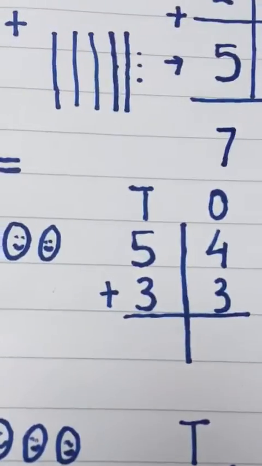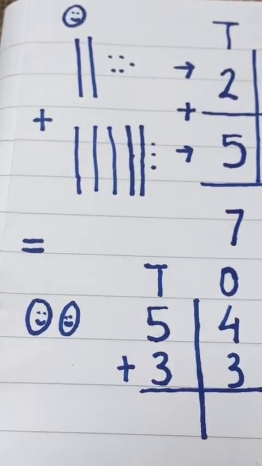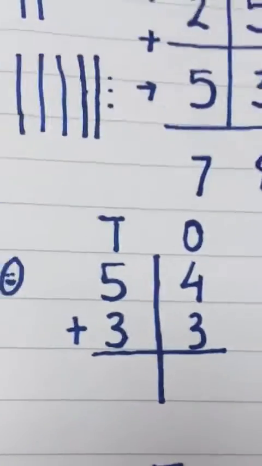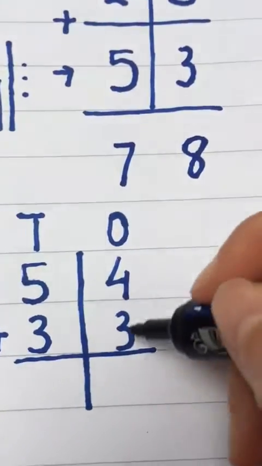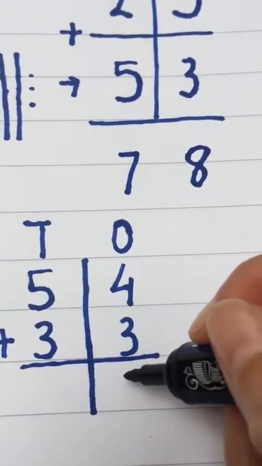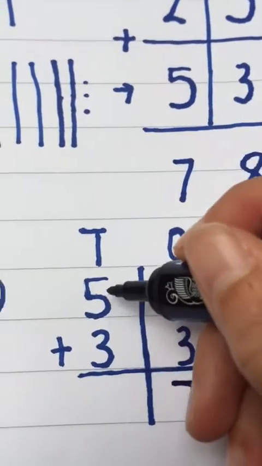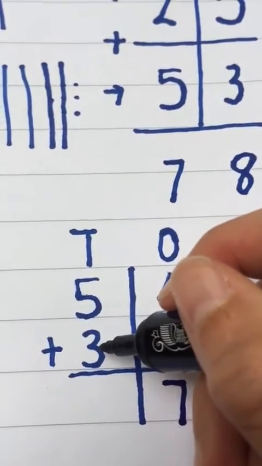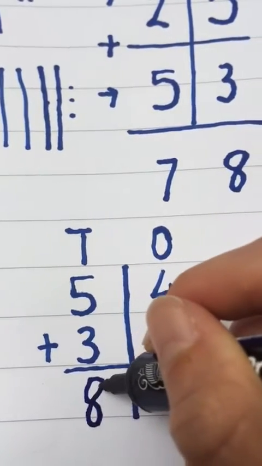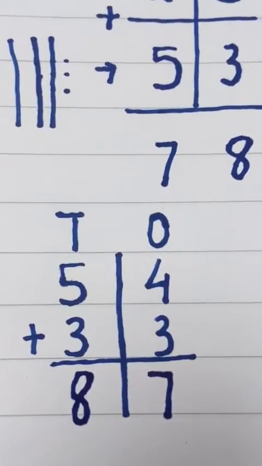For two smiley faces, it's your job just to solve these problems. So you won't get any picture help for these problems, but you can still feel free to use equipment if you want to. Okay, remember, we're adding downwards because we're adding it in a column. 4 add 3 equals 7. Now let's add together our 10s. So 5 add 3, or 50 add 30, which equals 80, or 8 lots of 10. So our final answer is 87.